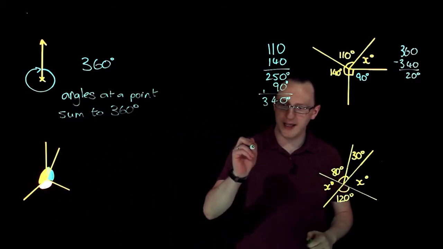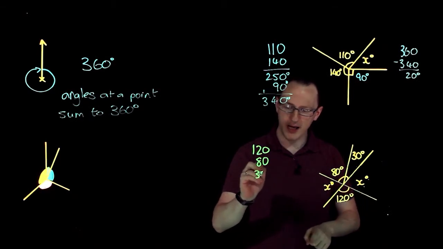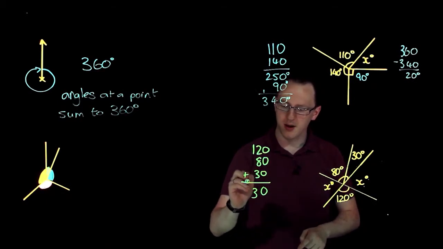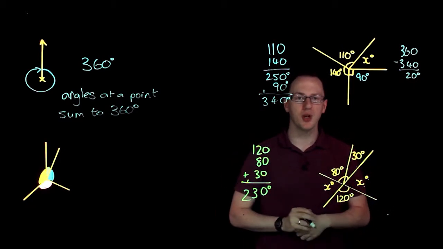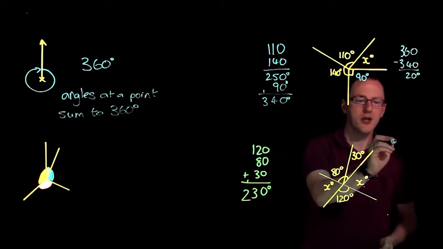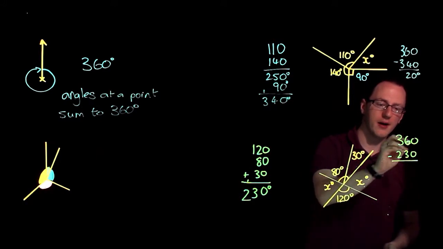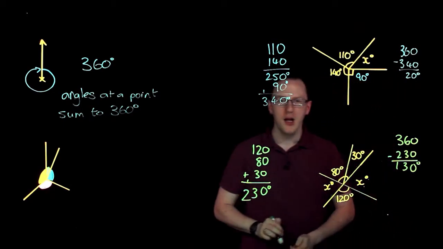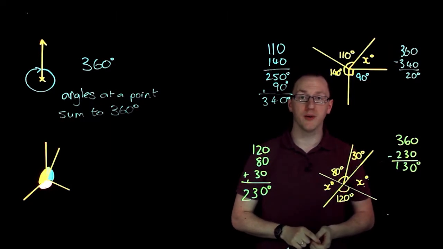So 120 plus 80 plus 30. I'll sum those. So 0s and 13, so 230. So these 3 angles add up to 230. Angles at a point sum to 360. So I'm going to do 360 degrees, take away 230. 0, 3, 130 degrees. Which means that these 2 angles together have to make 130 degrees.